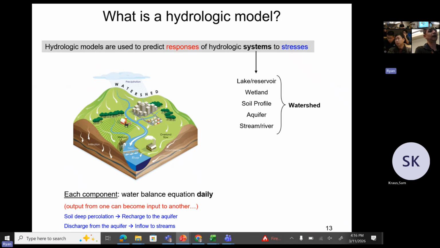For example, when you have rainfall and irrigation applied to the soil, you can apply a water balance to the soil profile, and the output can become recharge to the aquifer. So the output from one can become the input to another, or discharge from the aquifer is an input to the stream. But again, each of these, you apply a water balance on a daily basis. And a lot of models out there, like the Soil and Water Assessment Tool, SWAT or SWAT Plus, HEC-HMS, all of these are applying these water balances on a daily basis.